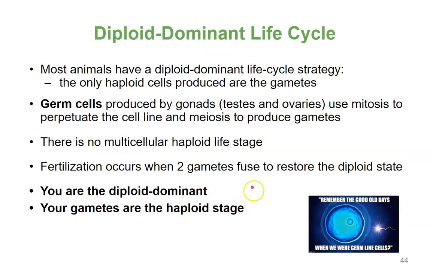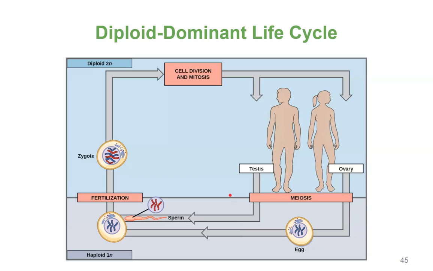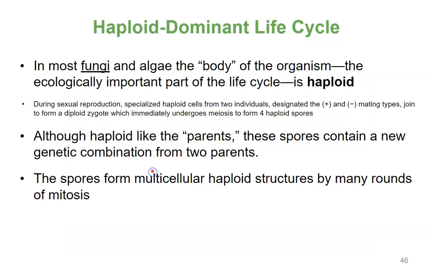Diploid dominant, so it's like you're the diploid dominant, your gametes are the haploid stage. So very short-lived haploid stage. All of the cells in your body are diploid cells. That's all you need to know. Okay, so here's a nice image from your textbook. Diploid cells make haploid cells, which combine to make a diploid cell.